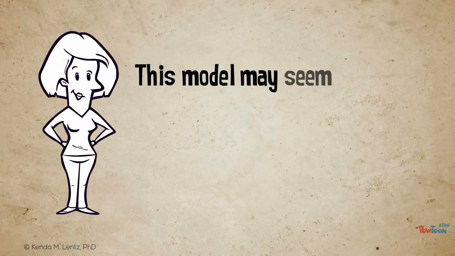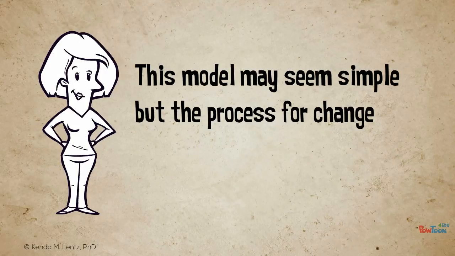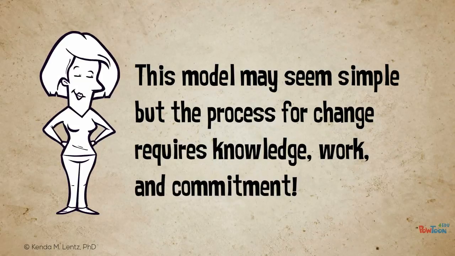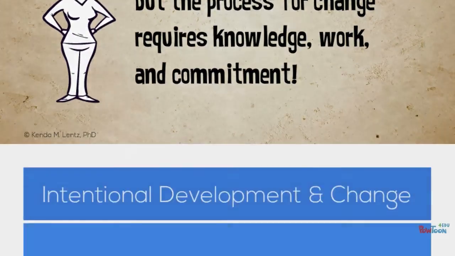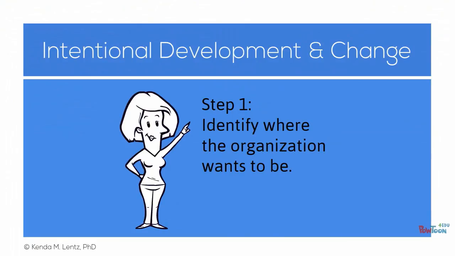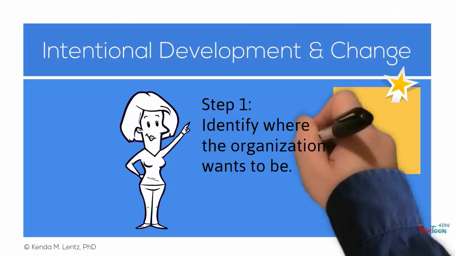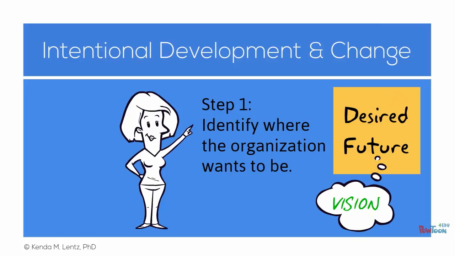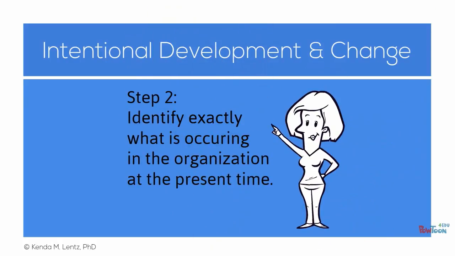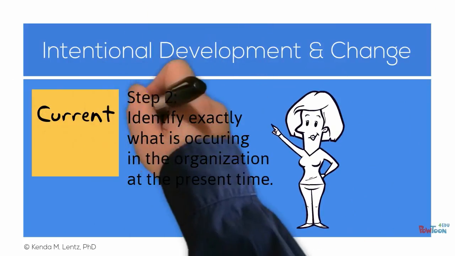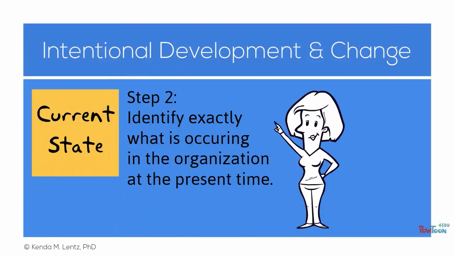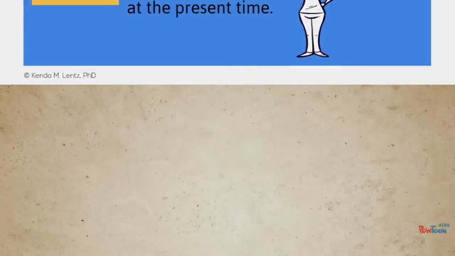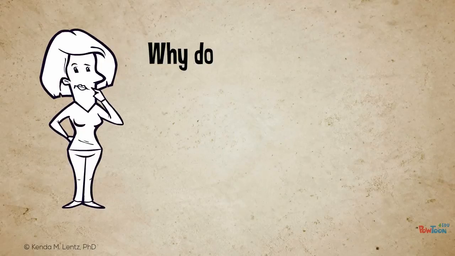This model may seem simple, but the process for change requires knowledge, work, and commitment. The first step in this process is to identify where the organization wants to be. We call this the organization's desired future, and you will find it in the company's vision statement. The second step in the process is to identify exactly what is occurring in the organization today. We refer to this as the current state.